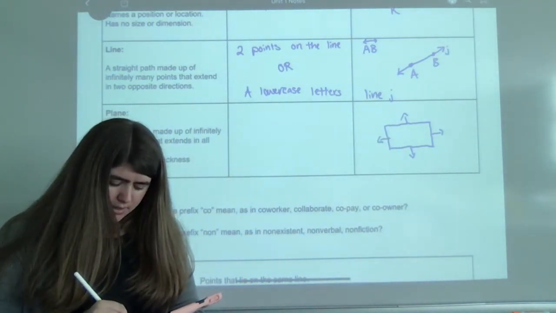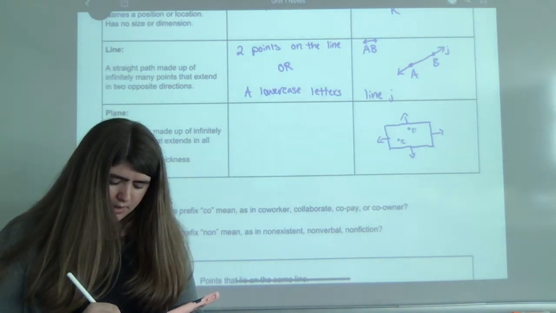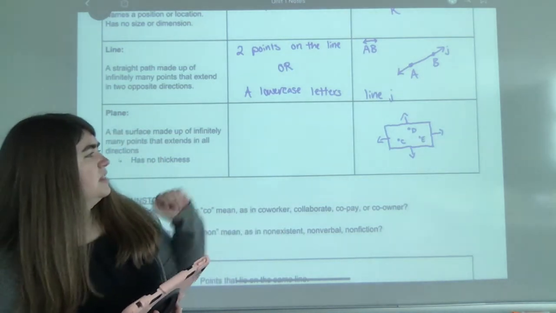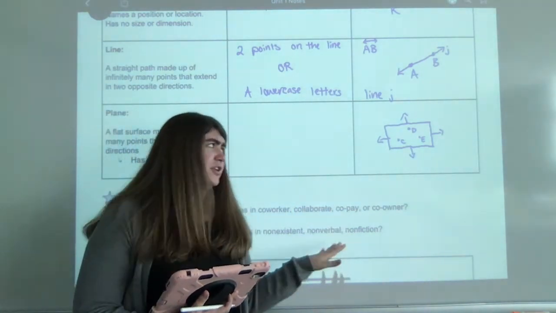Let's put 3 on here. We're going to call this C. We're going to call this D. We're going to call this E. So I have points C, D, and E in there. And we are highlighting those points for a reason here.